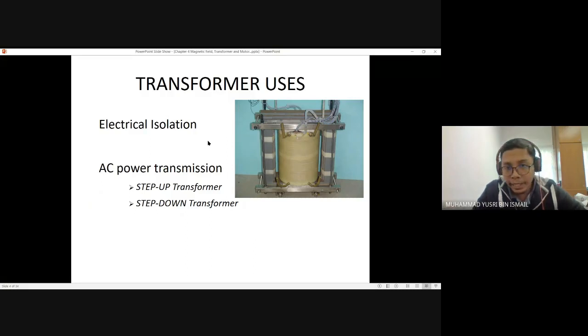Basically the transformer coil is isolated, and for AC power transmission, there are two types of transformer. The step up transformer changes the voltage from low voltage to high voltage, and the step down transformer is used when you need to reduce the voltage, converting high voltage to low voltage.